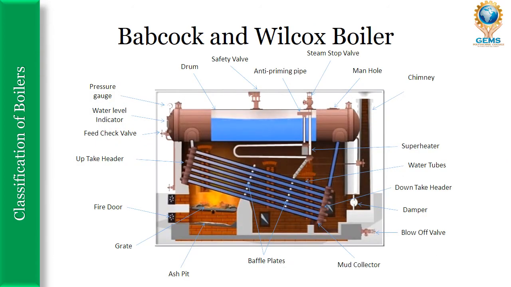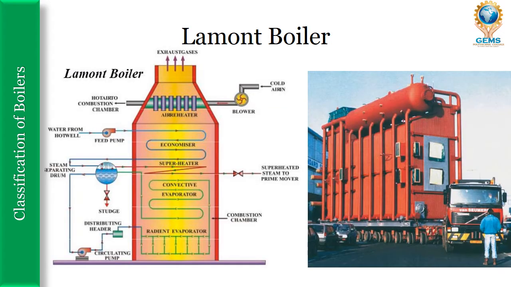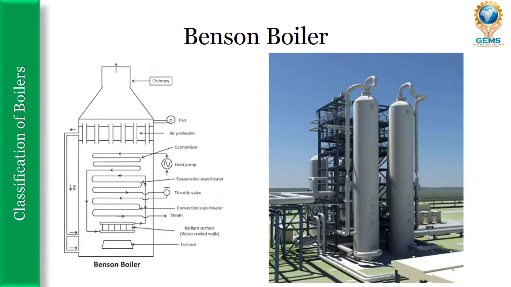And the Babcock and Wilcox boiler. This is how the Babcock and Wilcox boiler looks, and we'll study this also in part 3. And this is a Lamont boiler. This is how it looks. It's a fixed type boiler. It is used in power plants. And this is the Benson boiler. This is also a fixed type boiler. This is how it looks.